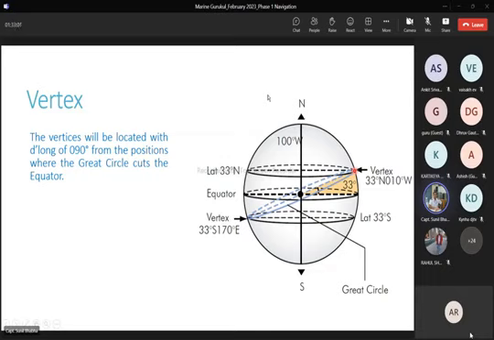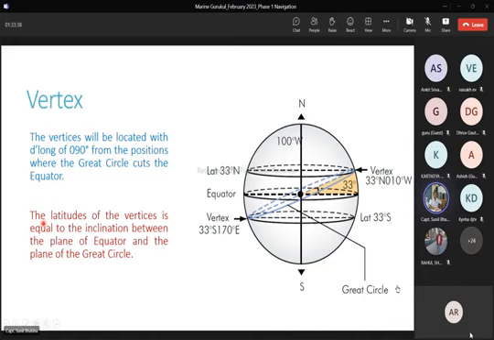So if the equator crossing points are reciprocally opposite to each other, having a d-long of 180 degrees, it means that the vertex will be located at a d-long of 90 degrees from both these equator crossing points. This is the meaning of the first property. Vertices will be located with a d-long of 90 degrees from the positions where the great circle cuts the equator.